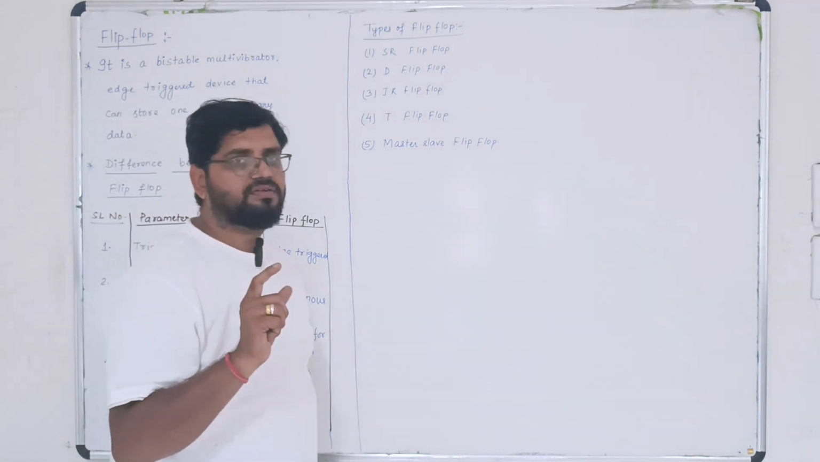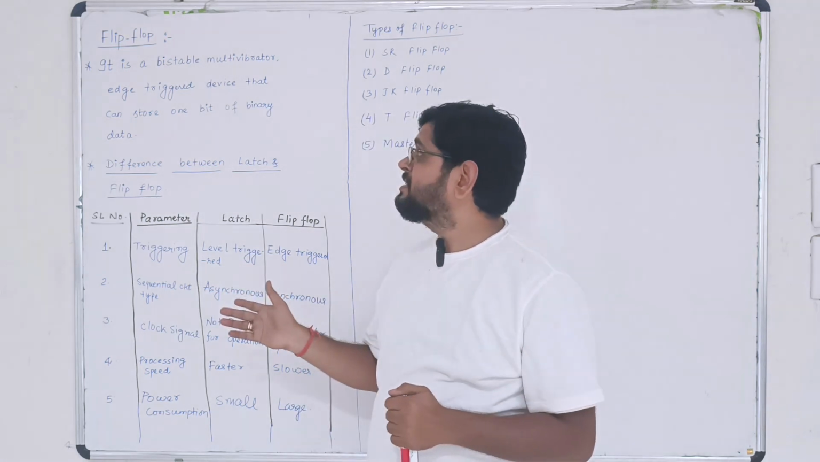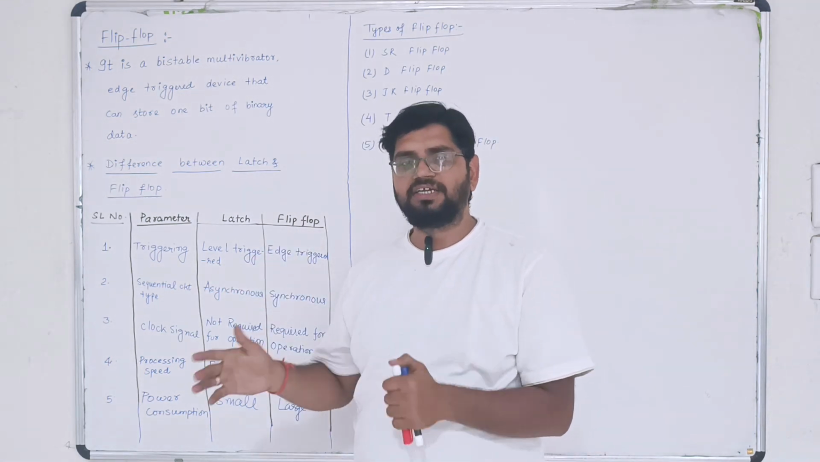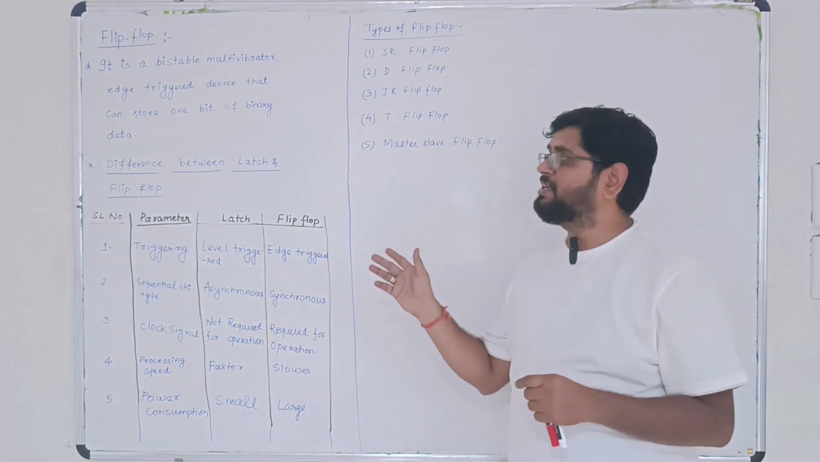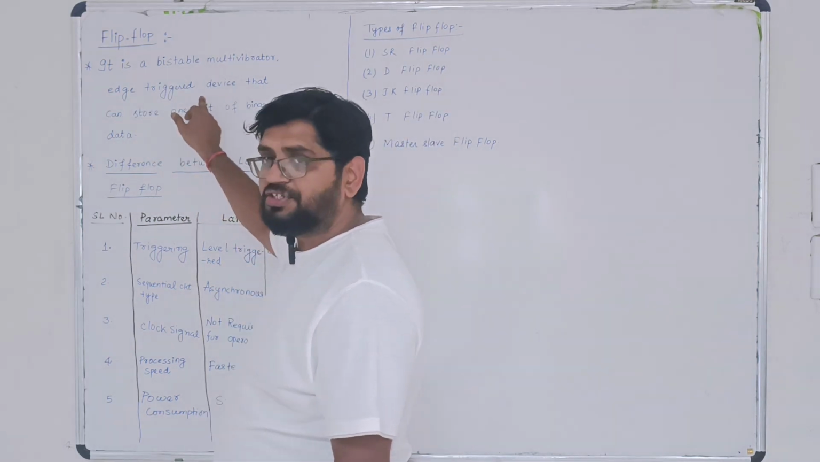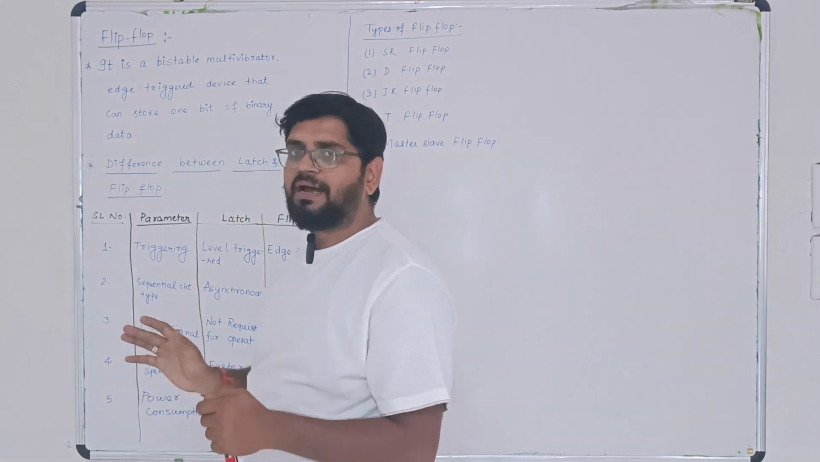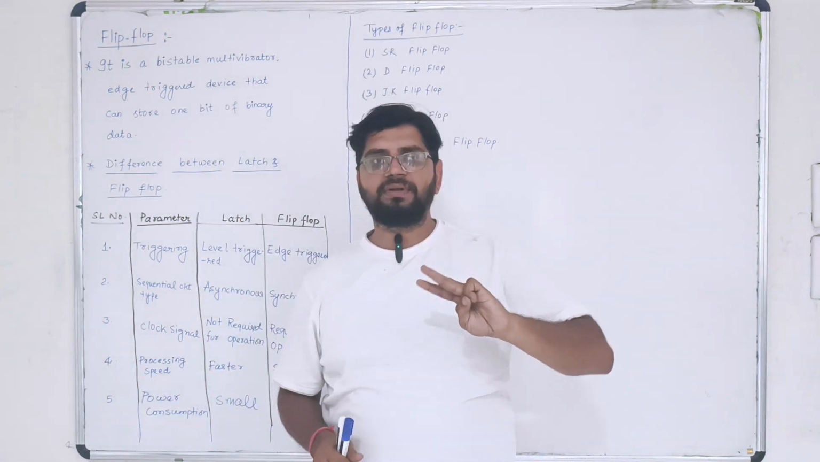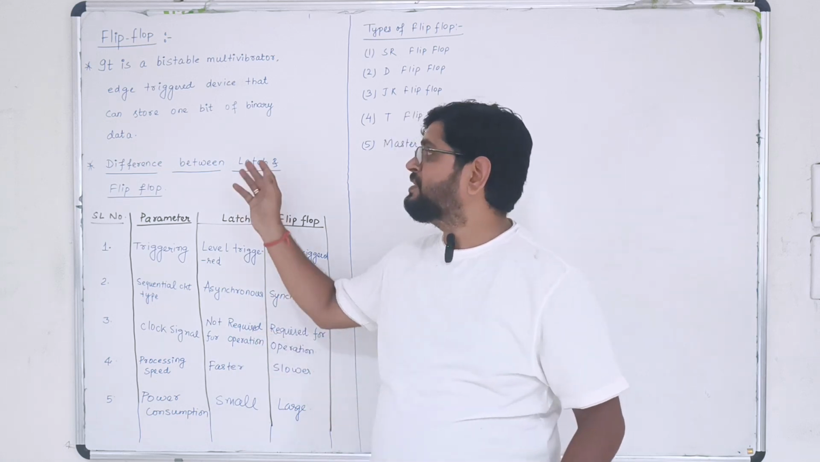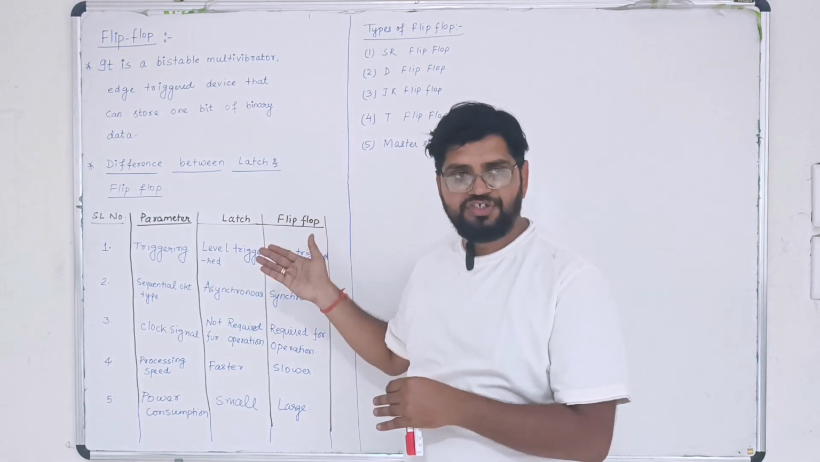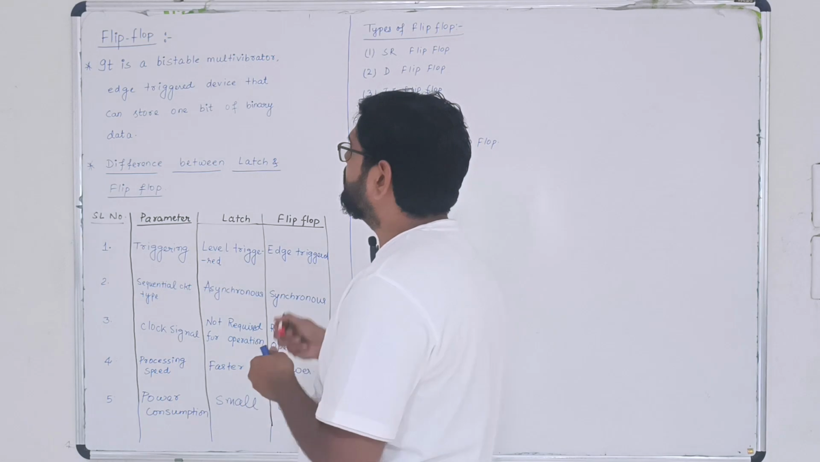So coming to the definition, when we are defining the flip-flop, we need to remember 3 points only. The first point is that it is a bistable multivibrator. This is the first point you should keep in your mind: flip-flop is nothing but a bistable multivibrator. The second point is that it is an edge trigger device. And the third point is that it has the ability to store 1 bit of data. If you are able to remember these 3 points, you will be able to define it precisely. The first is a bistable multivibrator, the second is an edge trigger device, and the third is that it can store 1 bit of data. Now I'll explain each one of them in detail.